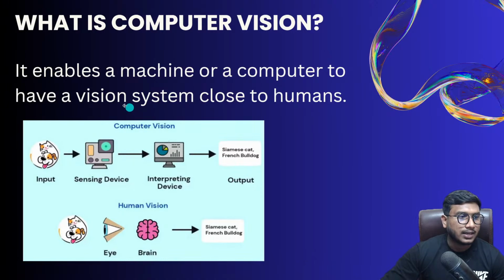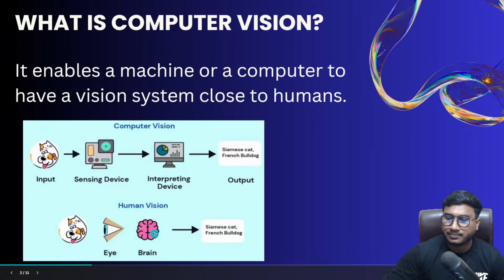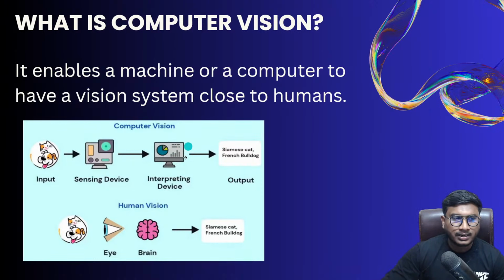You can see in the computer vision system also we have some input, and there we use something called a sensing device. What is a sensing device? Sensing device is nothing but, at the end, your eye, and it sends a signal to the interpreting device. The interpreting device you can compare with the brain. That means it tries to process and remember, then it gives you one output, whether it's a cat, a dog, a horse, and so on. Clear? So this is the simple definition I can give of computer vision.